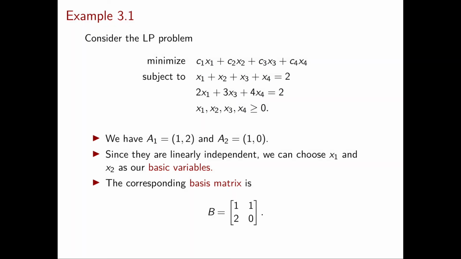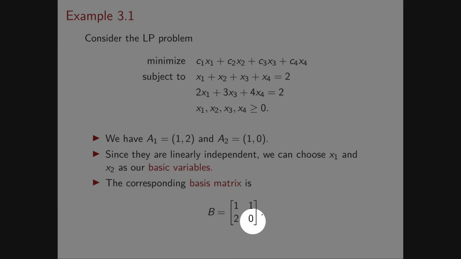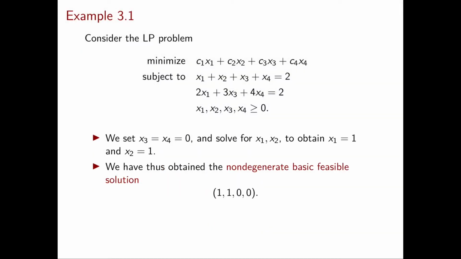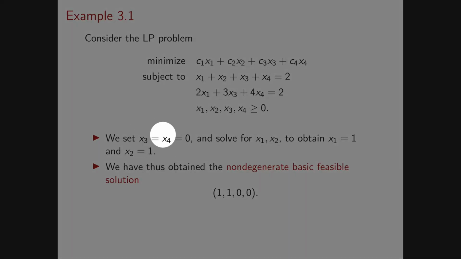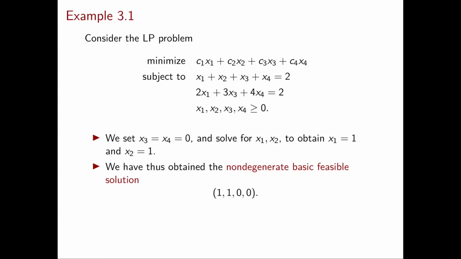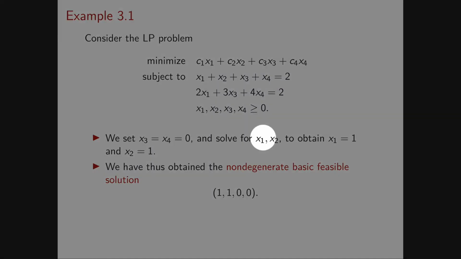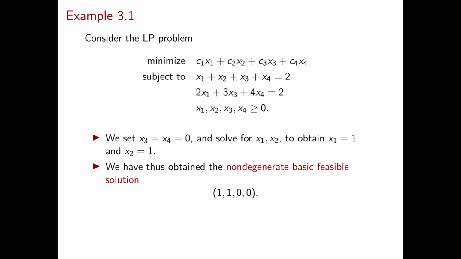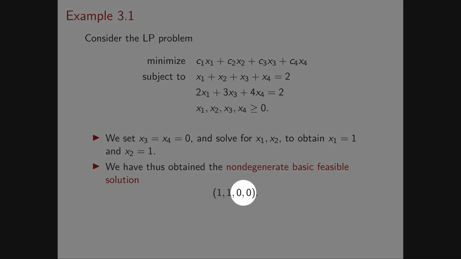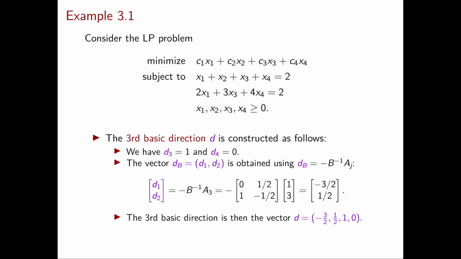So our basis matrix has the first column equal to A1 and the second equal to A2. Let's then obtain the corresponding basic solution. We're setting x3 and x4 to 0 because they are our non-basic variables, and then we have to solve the system of equations for x1 and x2. If you do this, you obtain x1 equal to 1 and x2 equal to 1. So our basic solution is 1, 1, 0, 0. It is non-negative, so it's a basic feasible solution. Also, since our basic components are strictly positive, it is non-degenerate. Since the non-basic variables are x3 and x4, we could construct the third or fourth basic direction.